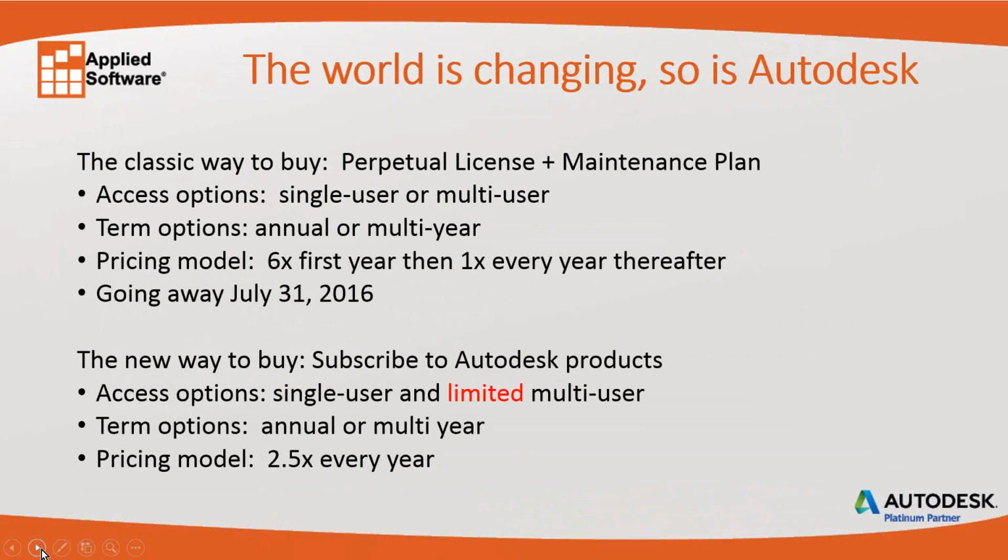The world is changing, and so is Autodesk. The classic way to buy used to be buying a perpetual license plus a maintenance plan. This gave you different options as a single or multi-user. This included certain things such as term options, which was annual or multi-year. The pricing model gave you the ability to do 6 times the first year and 1 time the year after. This is going to be going away July 31st in 2016. Now, the new way to buy is to subscribe to Autodesk products through limited single and multi-user contracts. The term options include annual or multi-year.